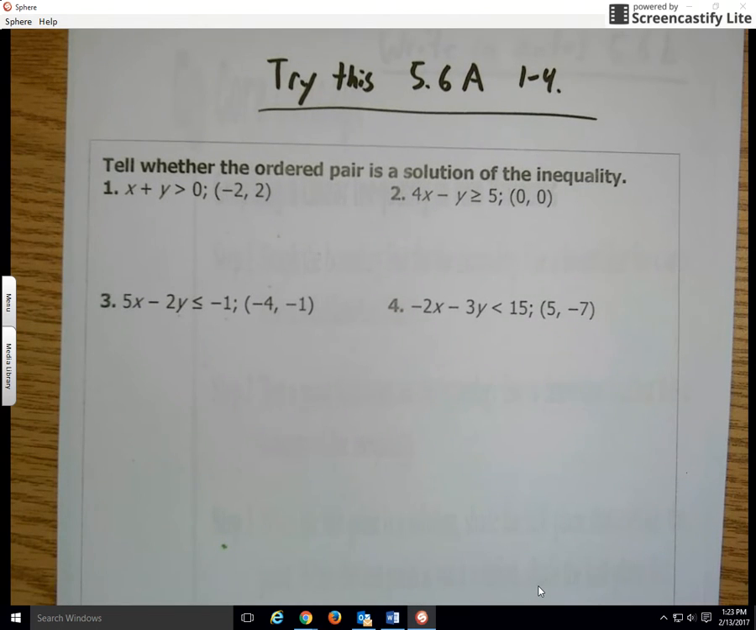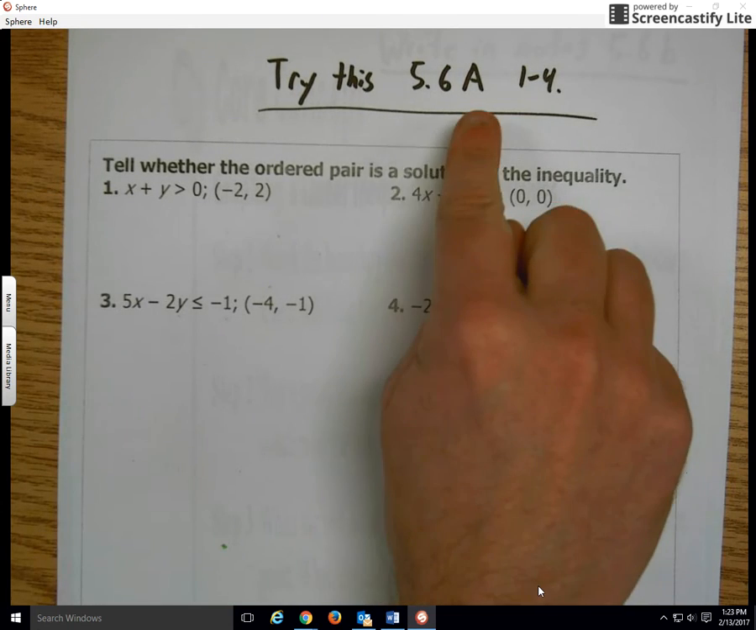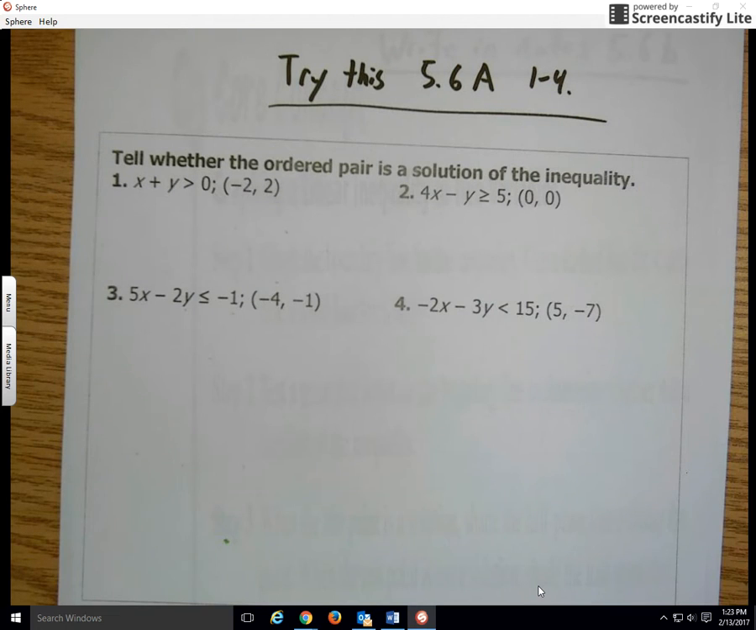All right, it's your turn. This is also in your textbook, but I want you to answer these 4 questions in your journal. Label it 5.6a. Try this, 1 through 4.